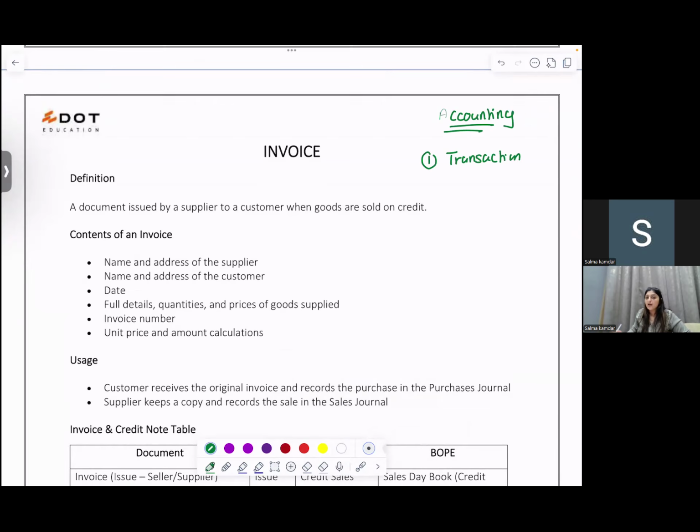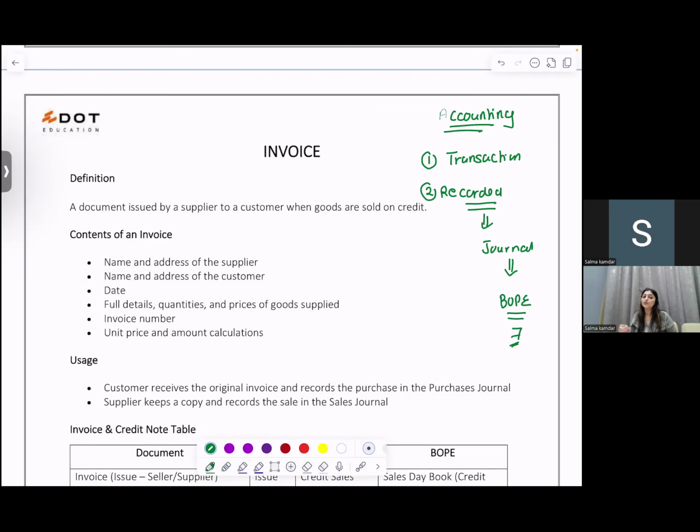place. After the transaction takes place, it is recorded for the very first time in a document that is called a journal. It is not recorded in a journal, it is recorded in books, and the place where you record your transaction for the very first time is called the journal or the books of prime entry, and we have 7 books of prime entry.